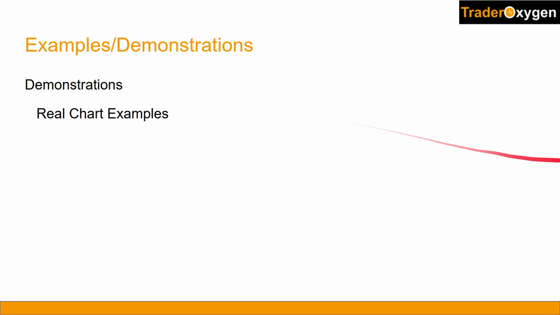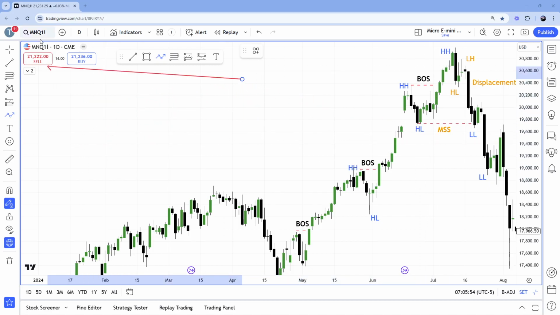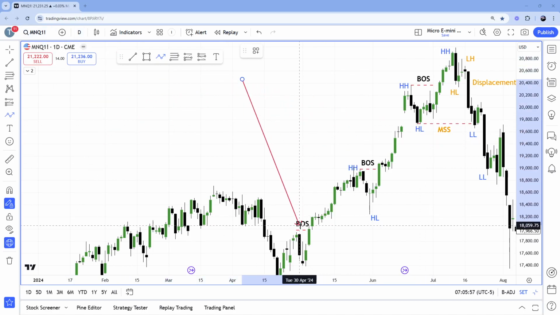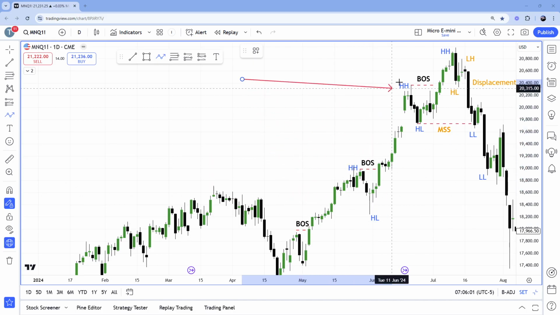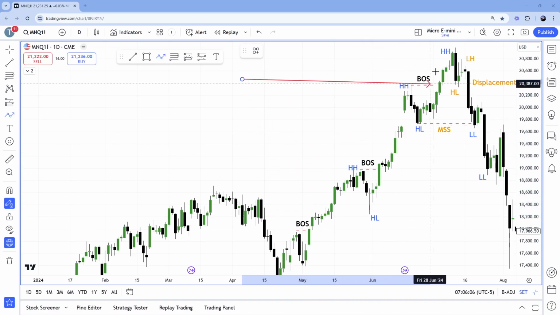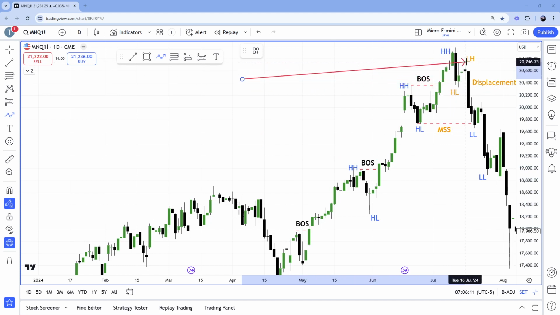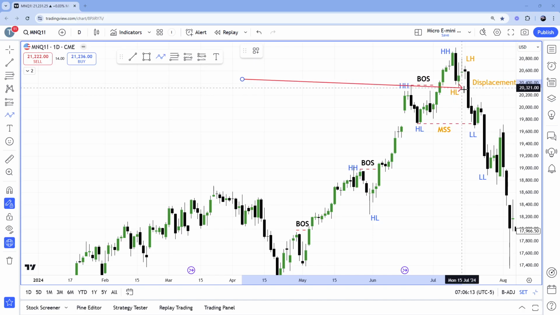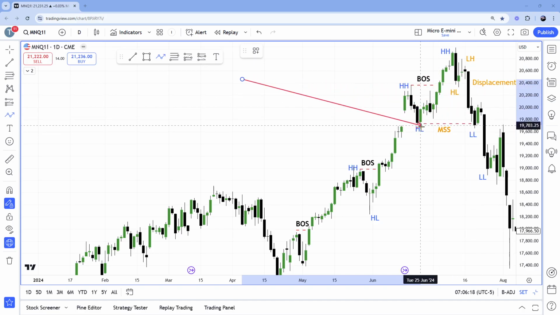So now let's go into some real chart examples. Okay, so this example is for a market structure shift. We are in the micro mini NASDAQ index daily chart. You can see in this area the price is in an uptrend, making higher highs and higher lows, break of structures. And once this higher high is made, it makes a higher low and then a lower high and then a displacement breaking below this significant higher low.